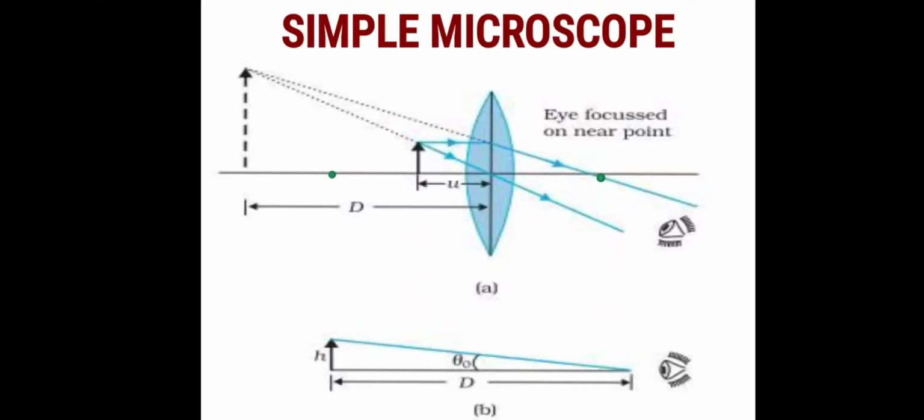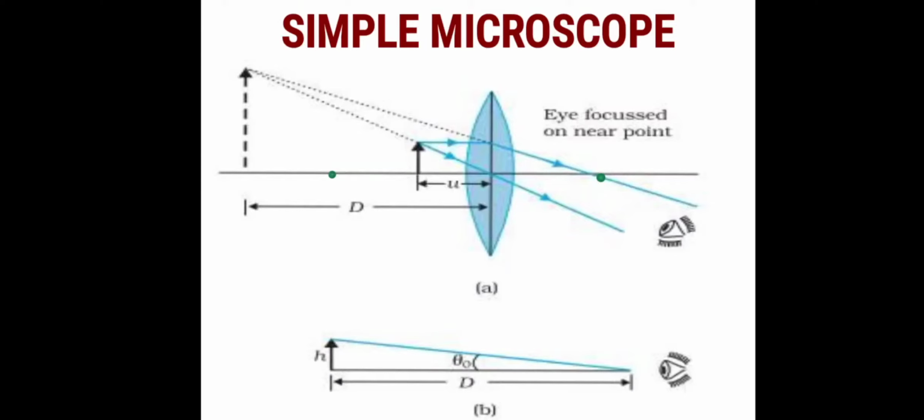The magnifying power of a simple microscope M is equal to beta by alpha. Actually, that is M equals 1 plus D divided by f, where D is the distance from the image to the optical center and f is the focal length of the lens.